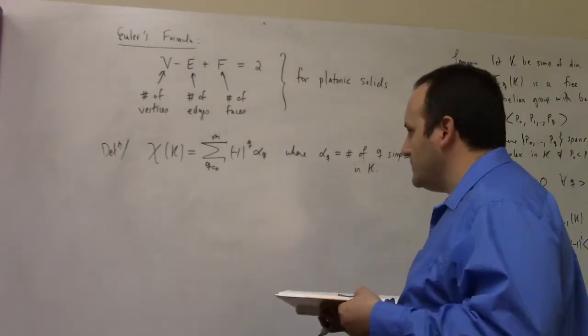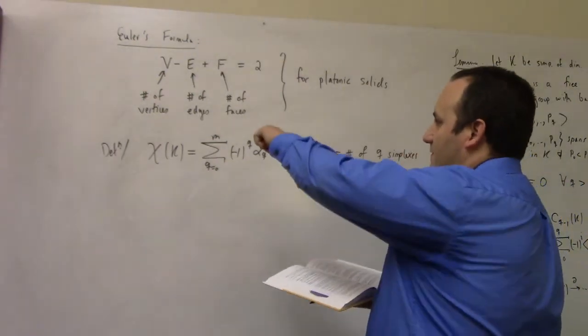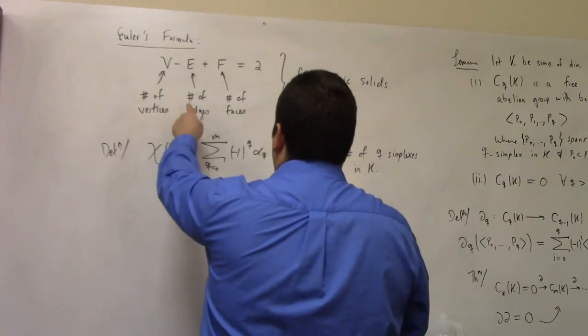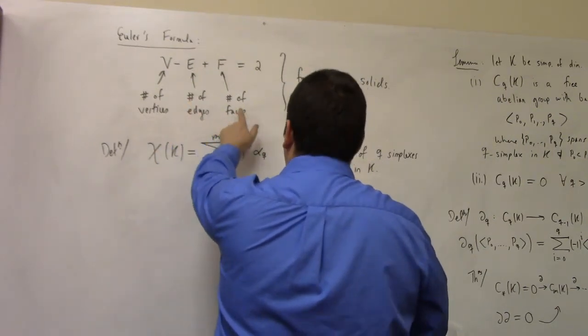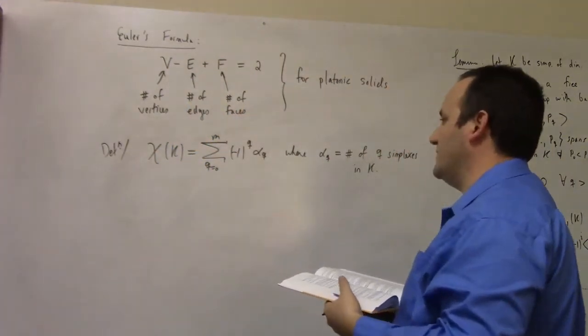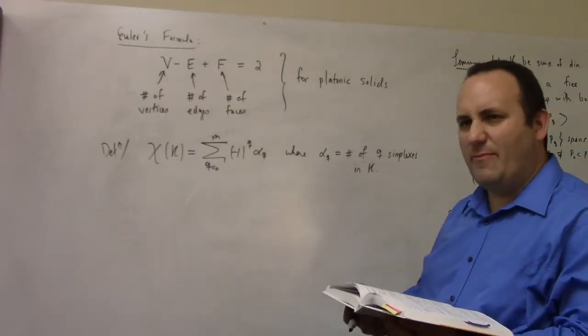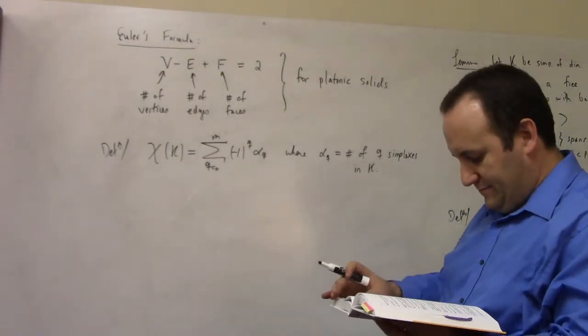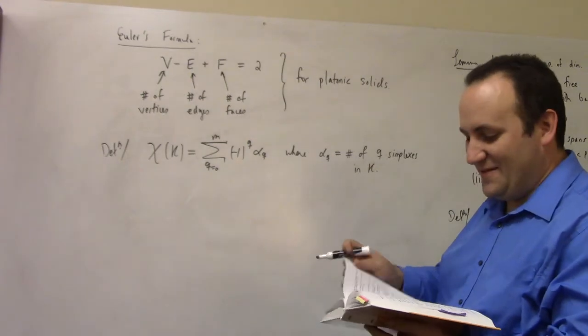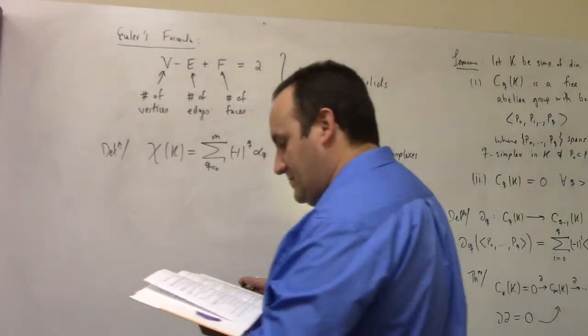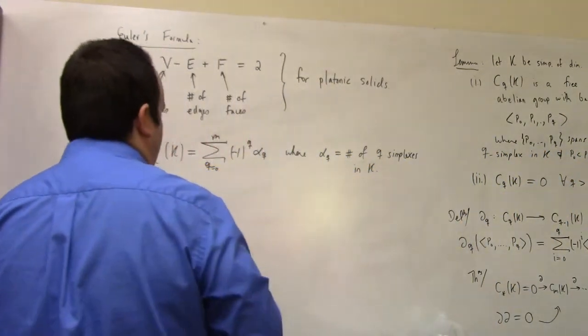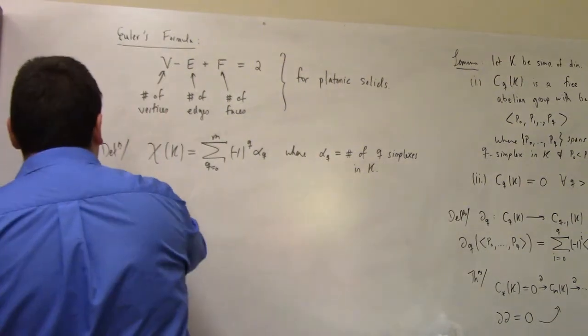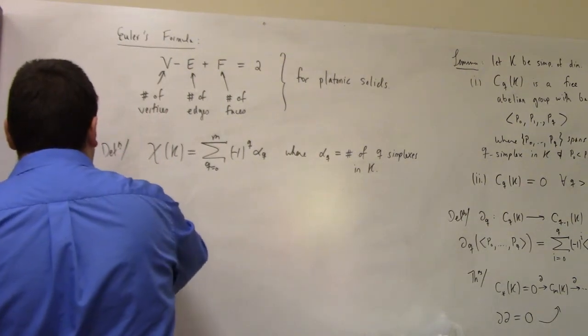Oh, okay, yeah. So that's the number of zero simplexes, the number of one simplexes, the number of two simplexes. I tried. Go on here. So the theorem, and like that's just a definition, right? Here's the theorem. Here's the connection with topology.